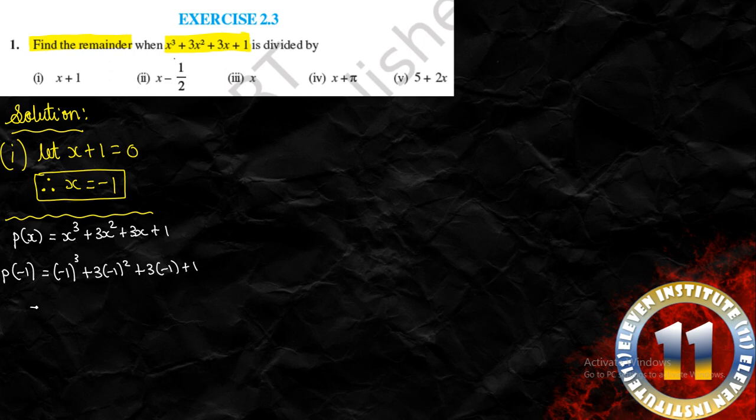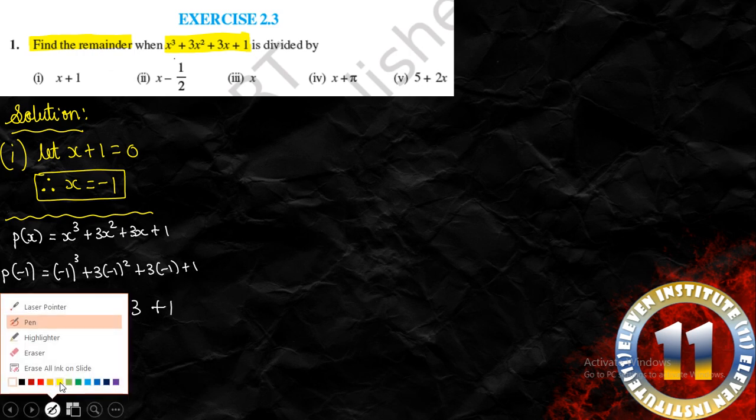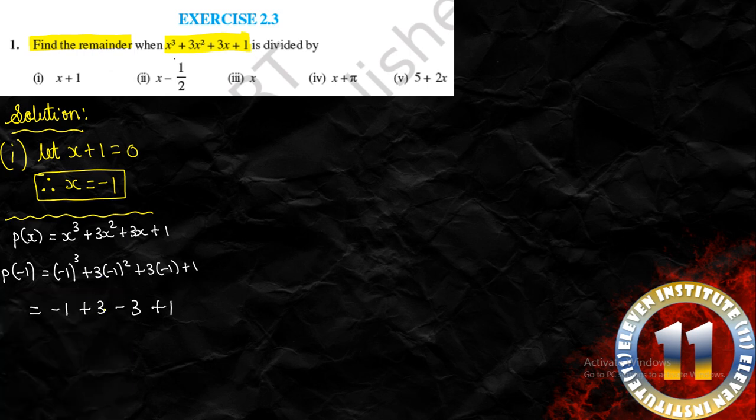Now just solve this. Minus 1 the whole cube is minus 1. Minus 1 square is plus 1. And 1 into 3 is 3. So here we have 3. Here plus minus minus. 3 ones are 3. And again we have plus 1 over here. Now some things will cancel. So we can see that 3 minus 3 will cancel. And plus 1 and minus 1 will also cancel each other. So our remainder is 0.